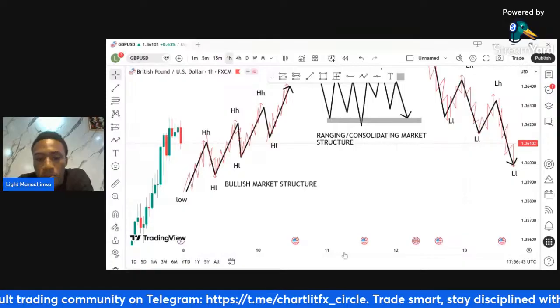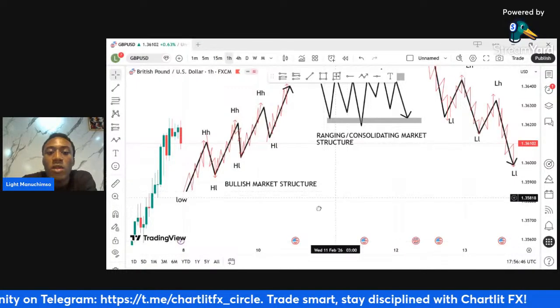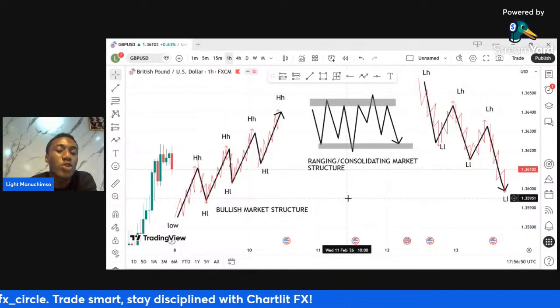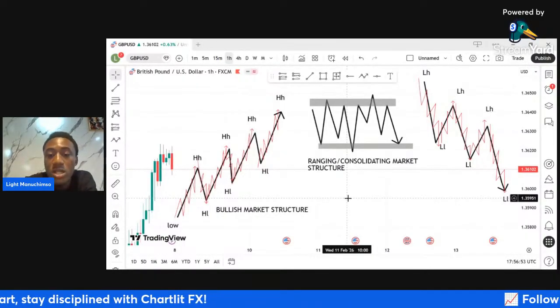So we move on, right? Now, that is what's happening. Buyers are stepping into the market, pushing price upwards. That is what's happening in the market.